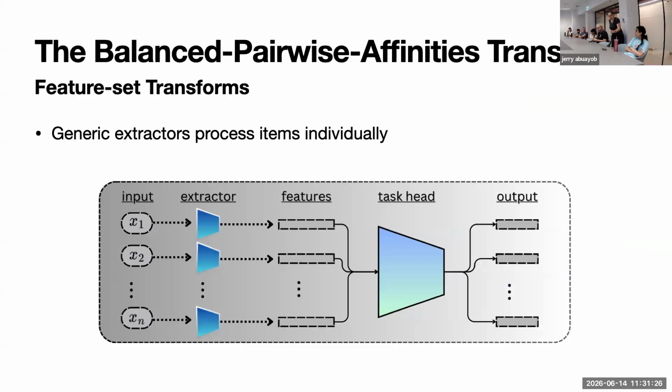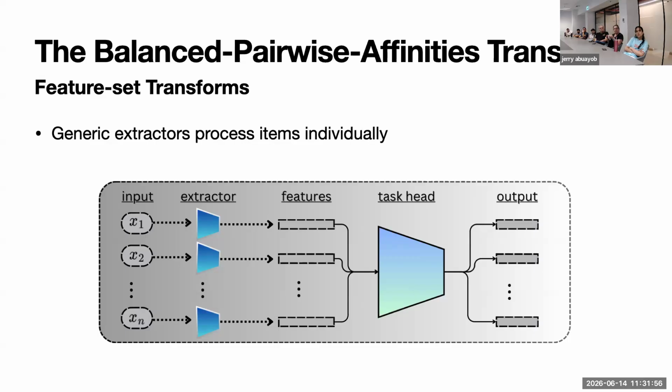So let's talk about the BPA transform, which is short for the balanced pairwise affinities transform, a feature set transform. Basically, it's a representation learning technique. We need it because the name of the game in the few-shot classification task is representation. When we represent the features correctly, we start to see progress.